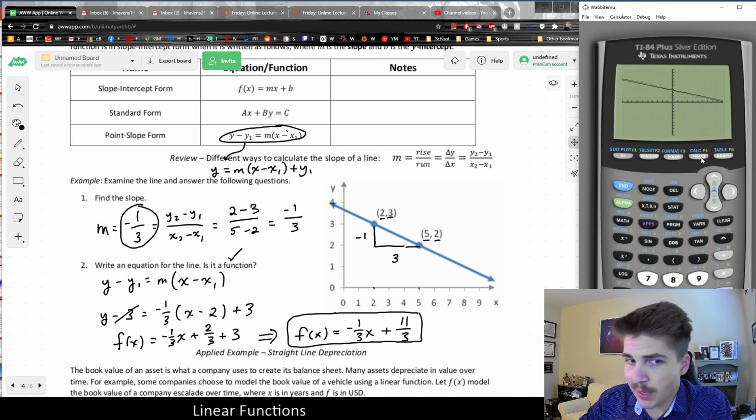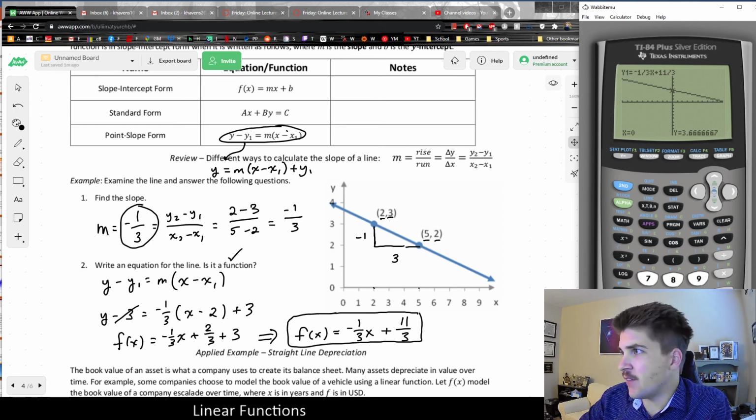I want to show you real quick how to do that. So if you click trace, you'll notice that it starts off at the y-intercept. And I could check to make sure that makes sense with my formula, which 11/3 is equal to 3.6 repeating, yes. So that is good. That should be the case because I literally just typed this in, so it should have that y-intercept, right?